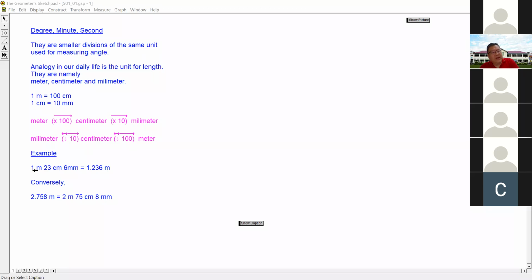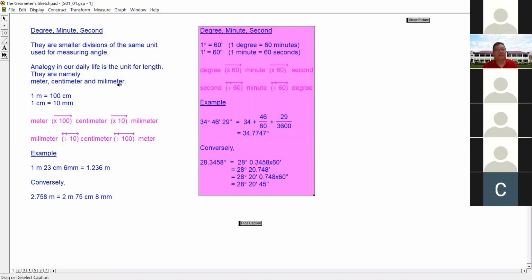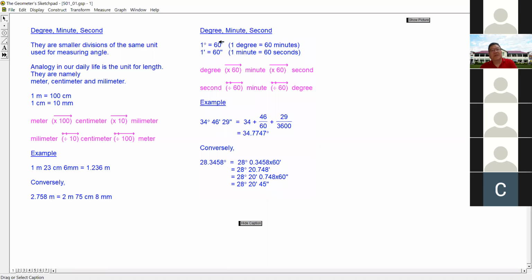Okay, now let's say if we have this, right? We have this 1 meter, 23 cm, and 6 mm. If you convert everything into meter, you will get 1.236 meter. Or if you want, you can convert to meter, centimeter, and millimeter. So this thing is actually happening here. It's actually happening here, right? What is it? Now, degree, minute, and second.